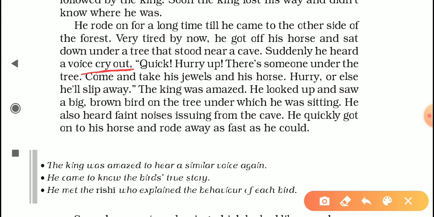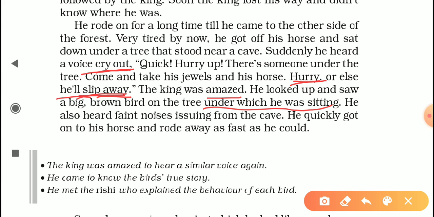The voice is saying to his friends to hurry up, means to come fast, or else he will slip away, means the king will run away. He will run away and the robbers will not be able to catch him. The king was amazed. Amazed means to be surprised. The king was amazed. He looked up and saw a big brown bird on the tree under which he was sitting.